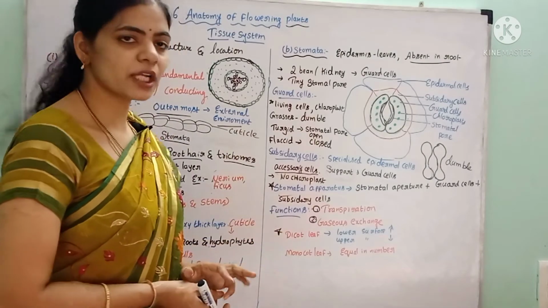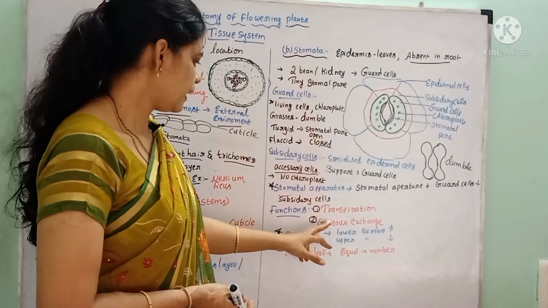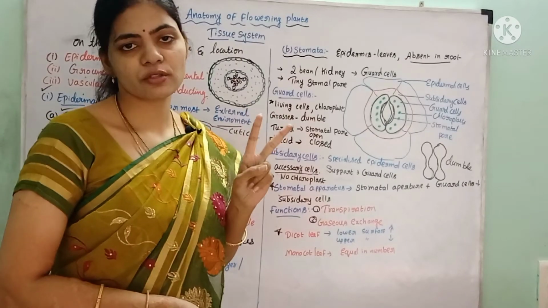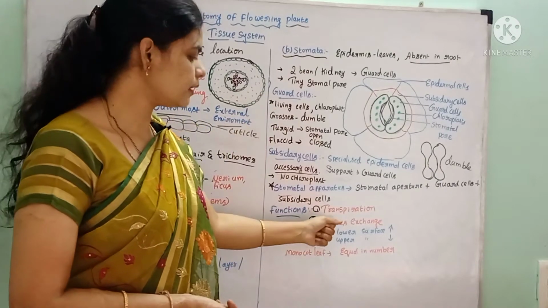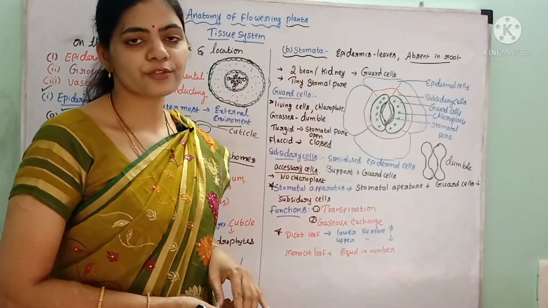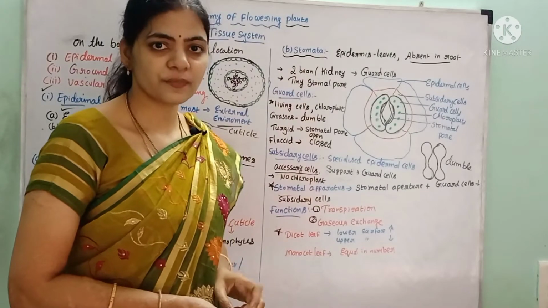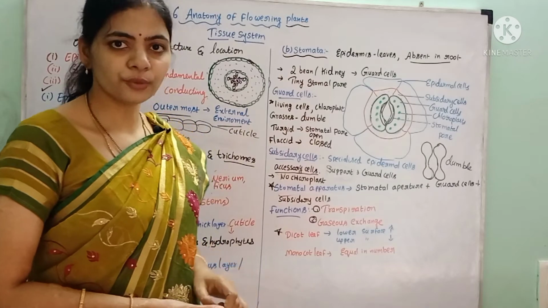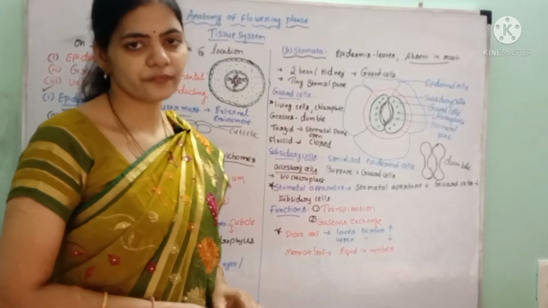And now, what is the function of the stomata? The main functions of the stomata are transpiration and gaseous exchange. Two main functions are performed by the stomata: one is transpiration and the second one is gaseous exchange. Transpiration means the release of excess water from the plant body by means of the stomata, by the process called evaporation. By this process, the water gets evaporated into the environment. That is transpiration.